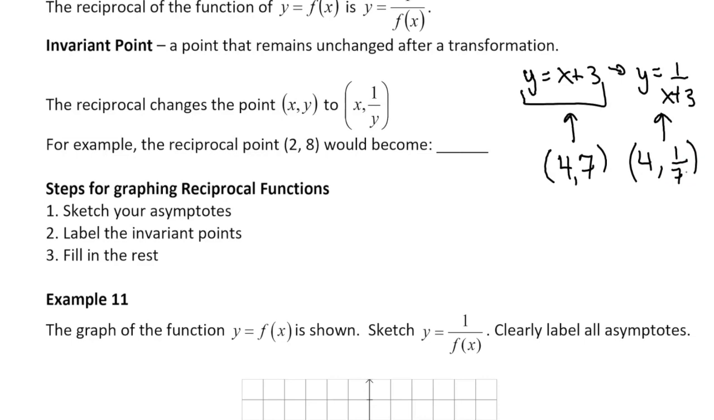So when I keep my same x value, my y value gets reciprocaled. So the point (x, y) becomes the point (x, 1 over y). So therefore, if you had a point like the point (2, 8), its reciprocal would become (2, 1 over 8). Okay, and then finally, an invariant point is when your point doesn't change after a transformation.